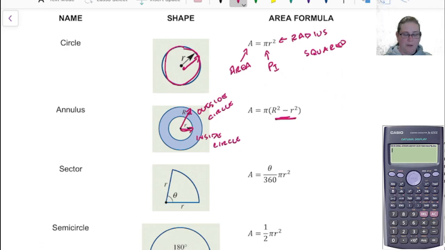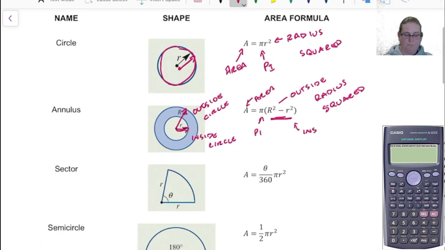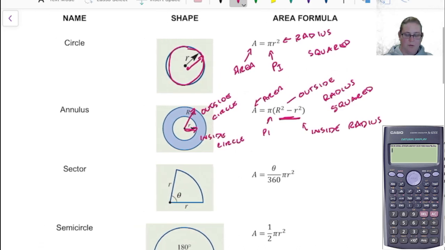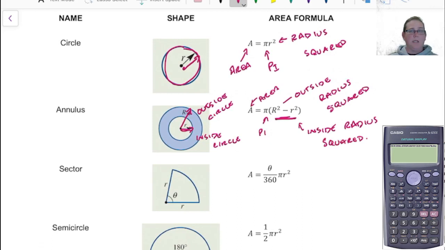So again, A for area, we have our pi symbol. And then we have our outside circle or our outside radius squared. And then we have our inside radius squared. Okay. Next thing we need to look at is the area of a sector.